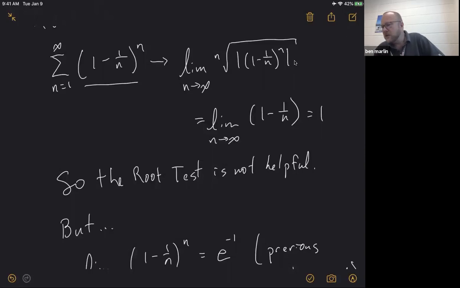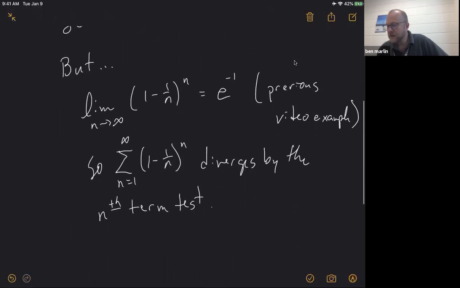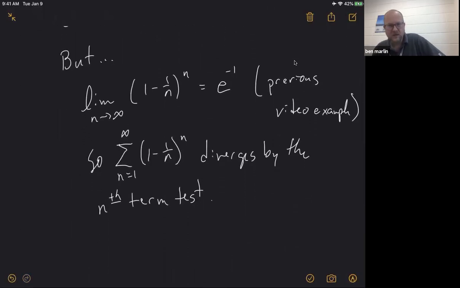So if we try using the root test on this, since we've got an nth root and an nth power, then we know that those two are going to cancel each other out. And we have to take the limit as n goes to infinity of this 1 minus 1 over n, which will turn out to be 1. And that says that the root test was not helpful, okay? But we can still resolve this.